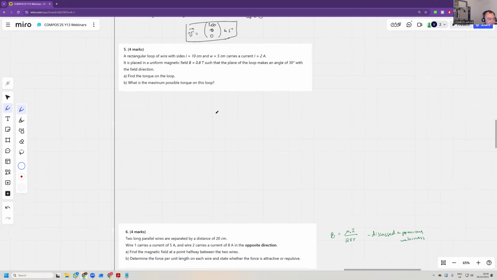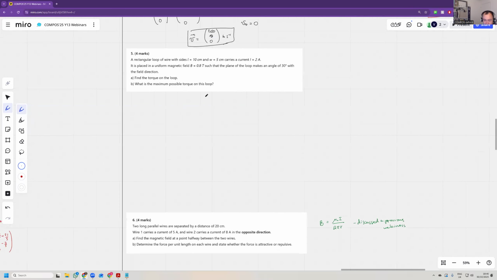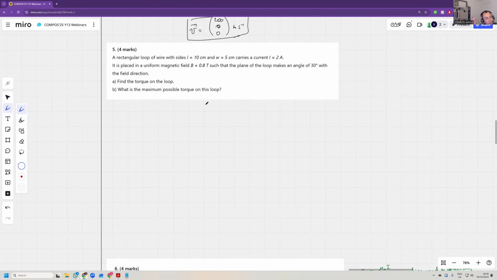Question 5, a rectangular loop. A rectangular loop of wire, size 10 centimeters by 5 centimeters, carries a current of 2 amps. It is placed in a uniform magnetic field such that the plane of the loop makes an angle of 30 degrees with the field direction. Find the torque on the loop.